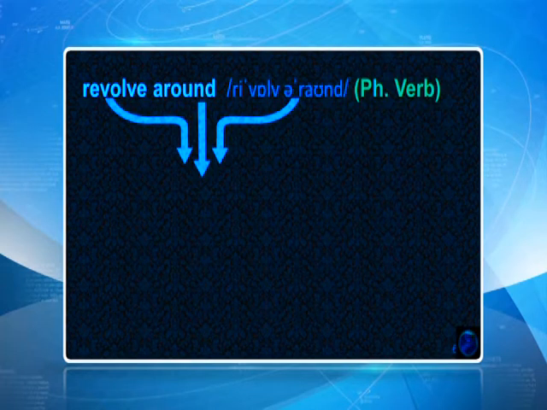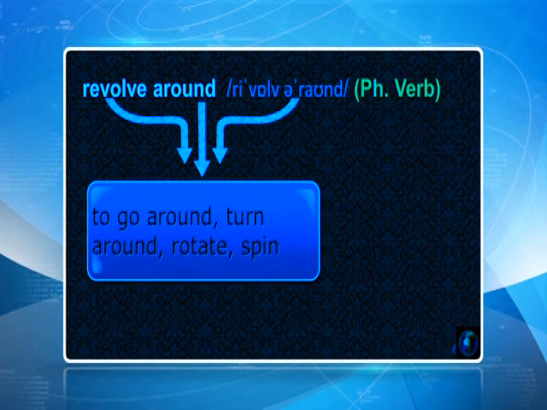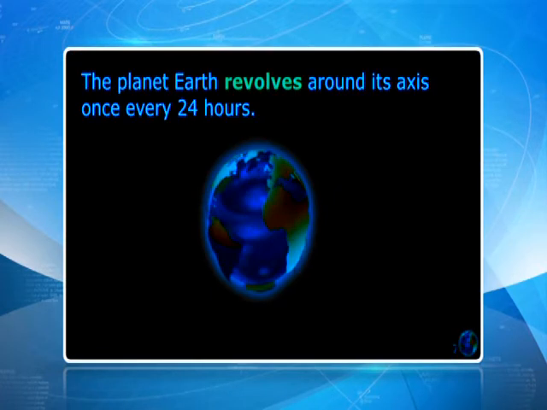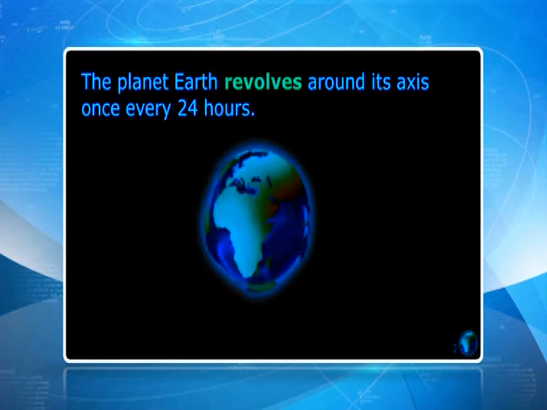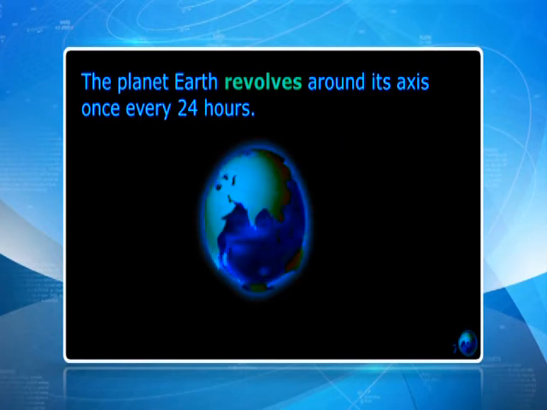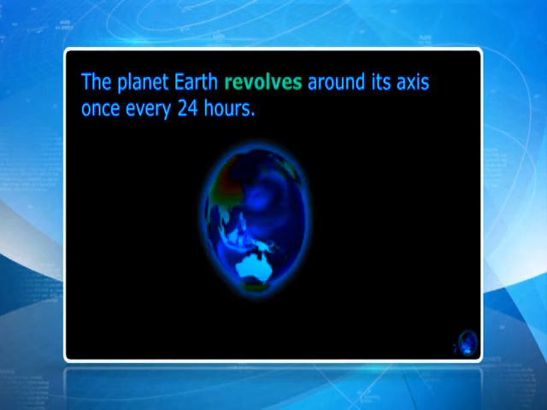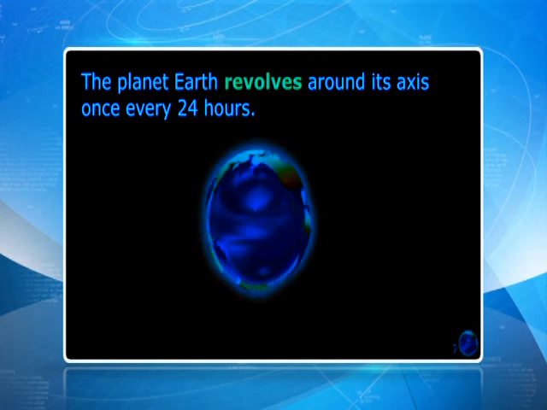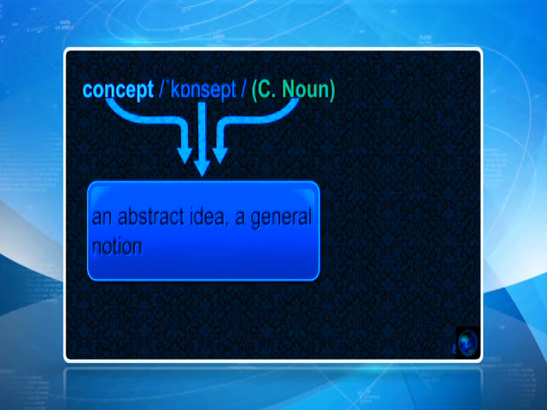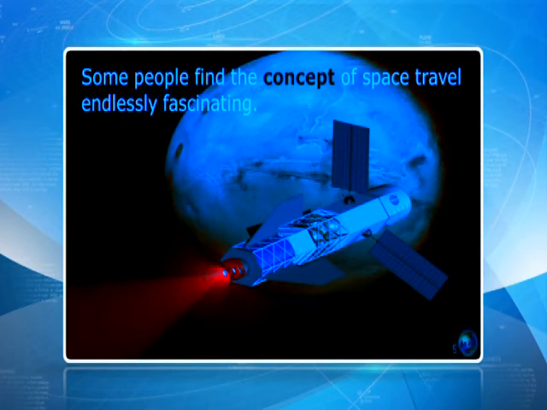The following word, or the phrasal verb, is revolve around. So revolve around means to go around, turn around, or to rotate or spin. For example, as you can see here, the planet Earth revolves around its axis once every 24 hours. Let's move now to the countable noun concept, illustrating the word concept. For example, some people find the concept of space travel endlessly fascinating.